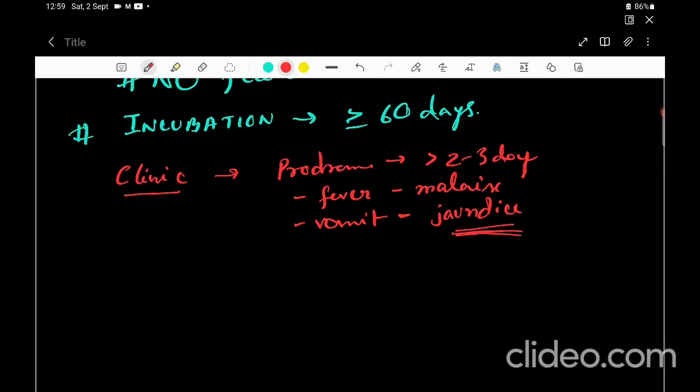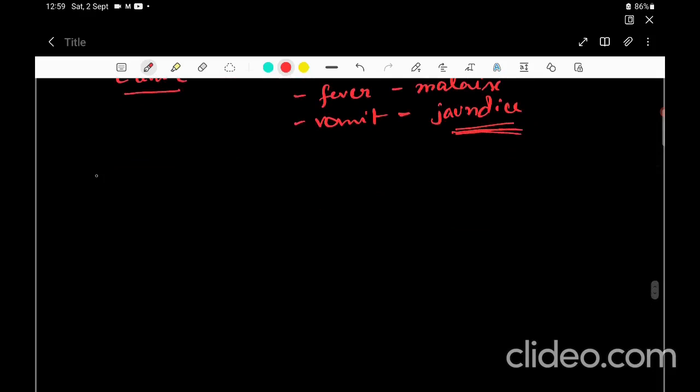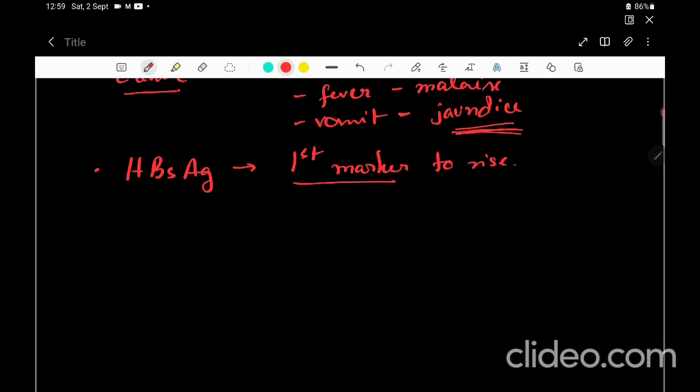Now in clinics, HBsAg is the first marker. This is the first marker to rise, and this marker is seen even before prodrome, that is around within 1 month of exposure.